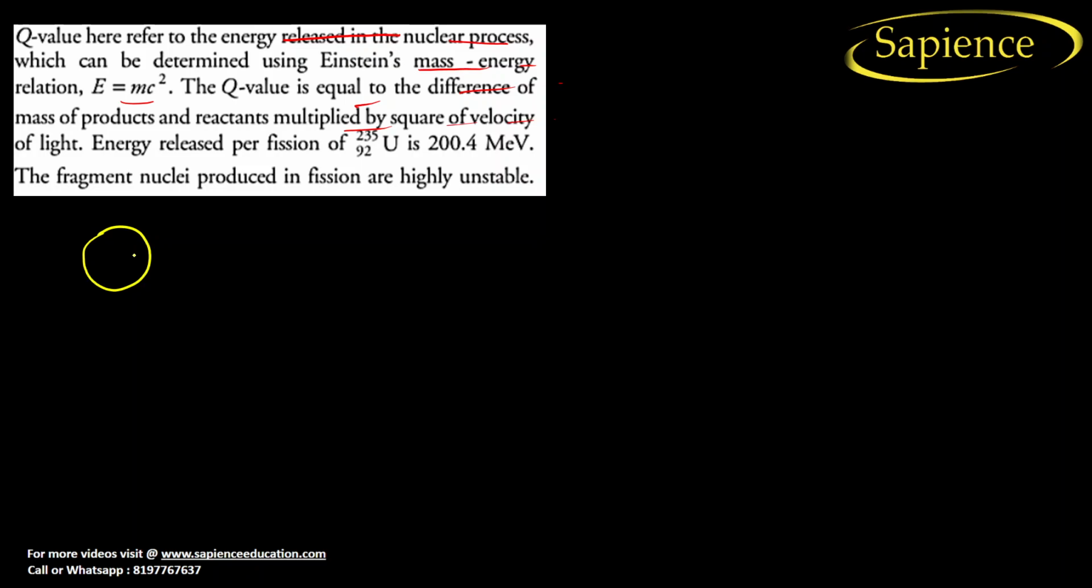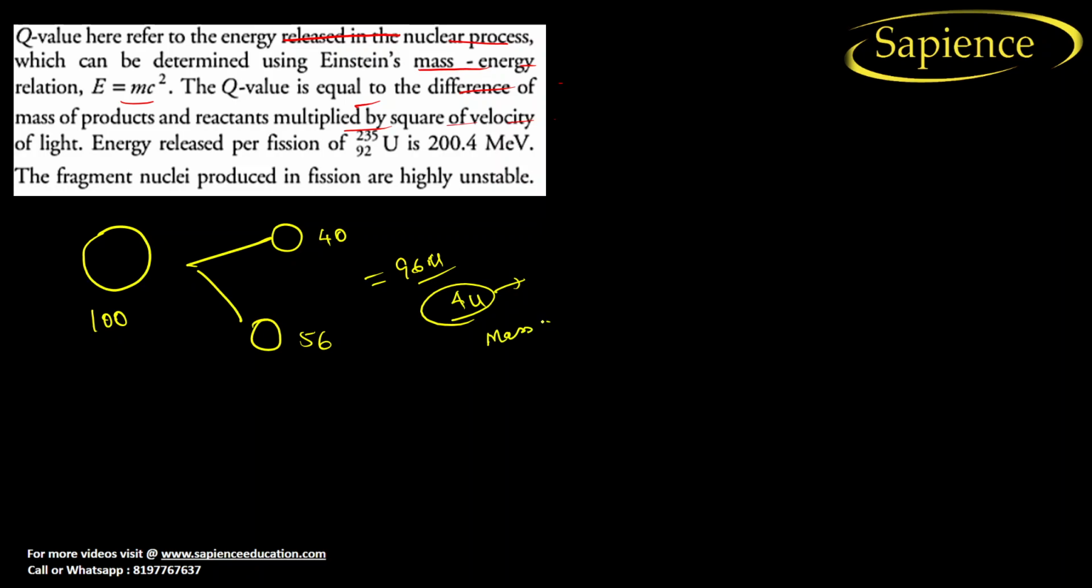Now let us consider there is a heavy nucleus, and when it splits into two lighter nuclei, what happens? Earlier the mass was 100, let us consider now the masses are 40 and 56. So in total here it is only 96 atomic mass units. So where does this 4u go? This 4u is considered the mass defect, right? The equivalent amount of energy can be considered as delta m c square. Here delta m is 4 u into c square, where c is the speed of light. So this amount of energy is released, right?